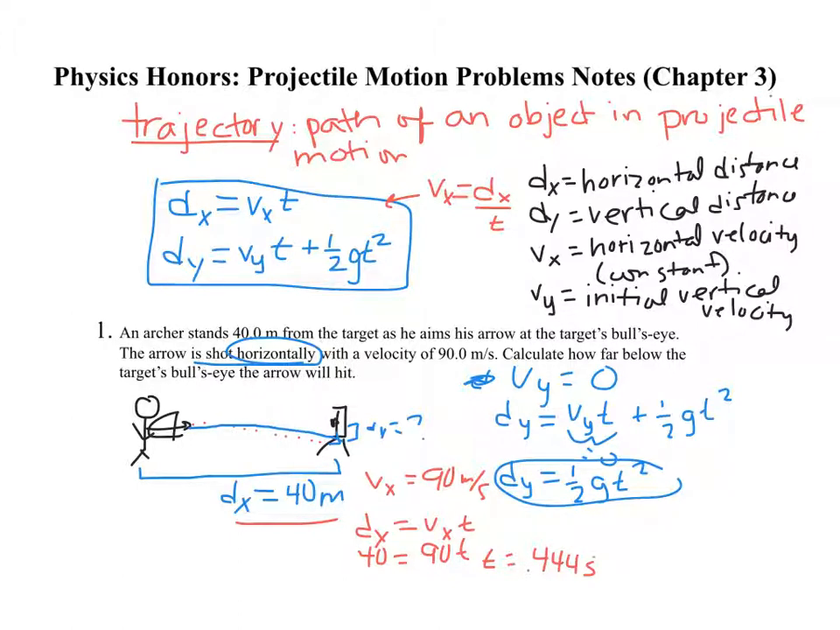From there, we can actually put that into the second equation. So that is going to be dy is equal to 1/2 times 9.8 times 0.444 squared. When you work that out, you are going to get approximately 0.96 meters.